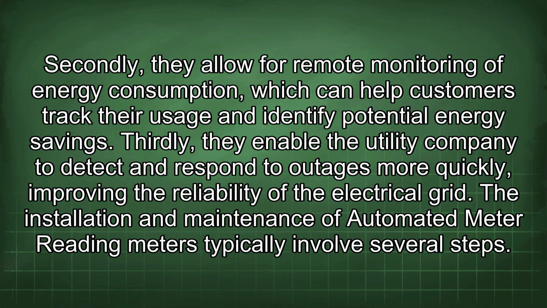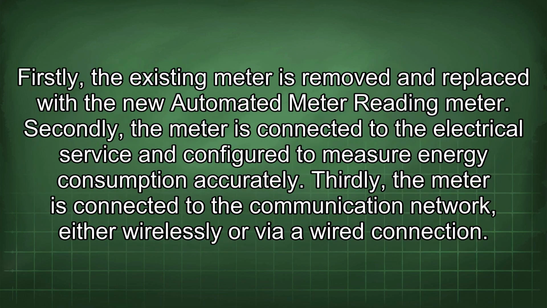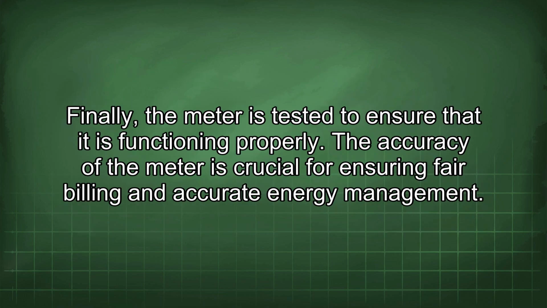The installation and maintenance of automated meter reading meters typically involve several steps. Firstly, the existing meter is removed and replaced with a new automated meter reading meter. Secondly, the meter is connected to the electrical service and configured to measure energy consumption accurately. Thirdly, the meter is connected to the communication network, either wirelessly or via a wired connection. Finally, the meter is tested to ensure that it is functioning properly.